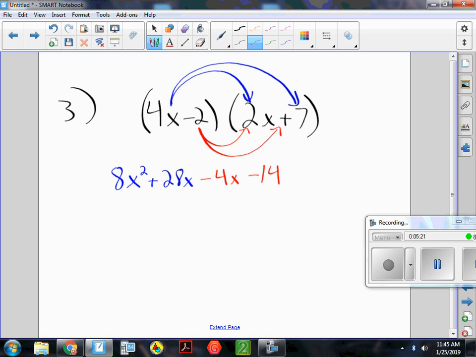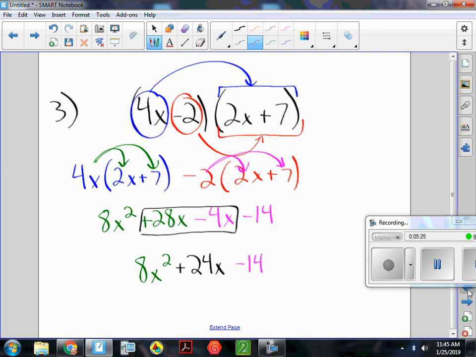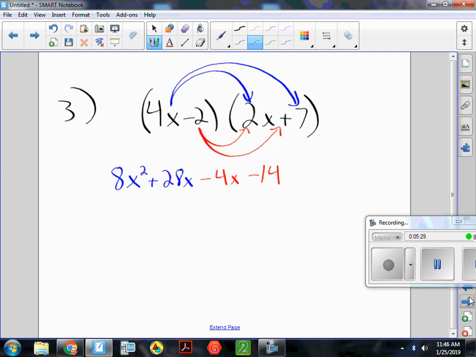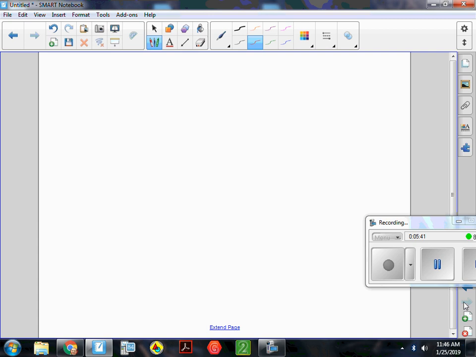I'm not going to do the last step because you can go back and look at the previous one. I still had 8x squared plus 28x minus 4x minus 14, so it gives you the same thing. If your second parentheses has 3 terms in it instead of 2 terms, you can still do the same strategy. And the last thing I want to show you, for example 4, is what do I do if I have a number squared? A lot of students make mistakes when they see a parentheses squared.